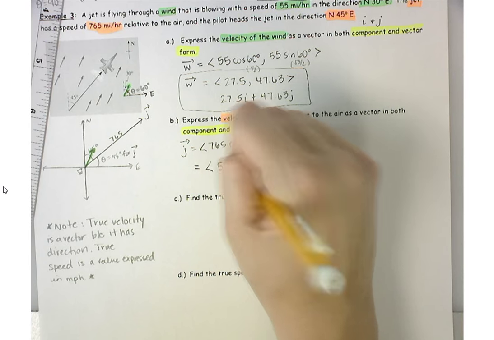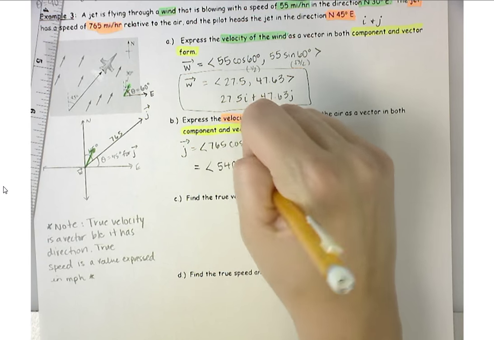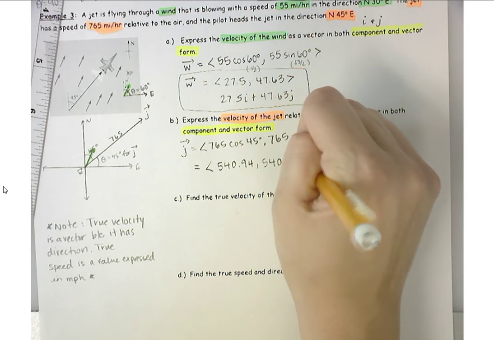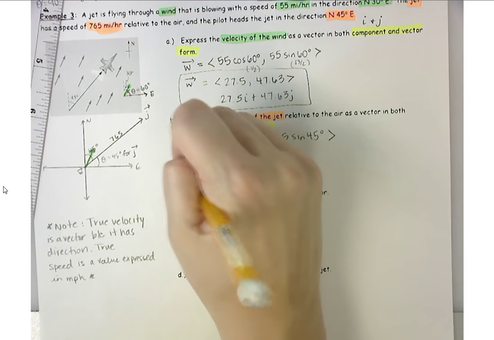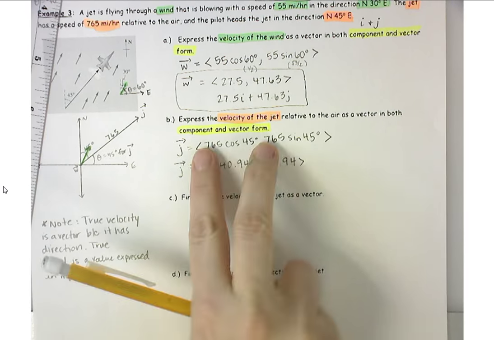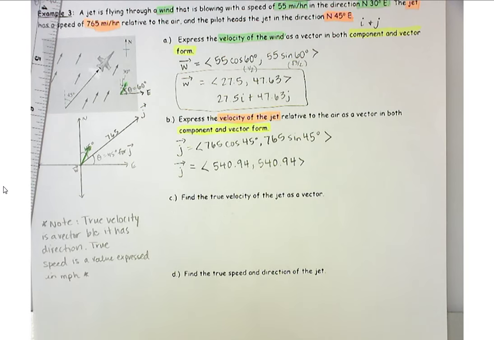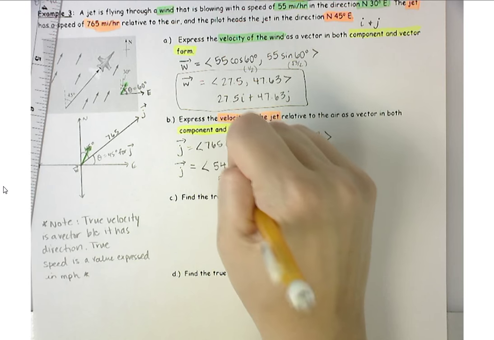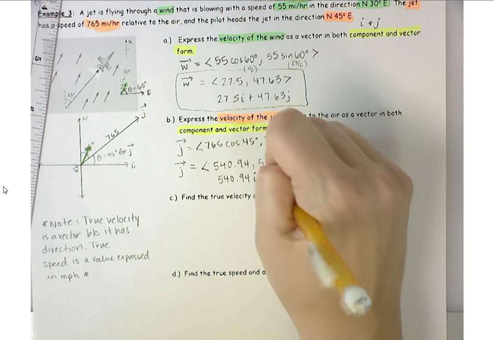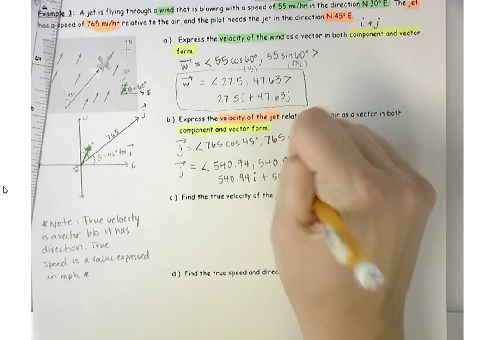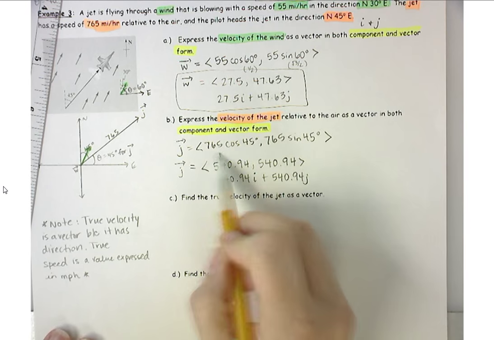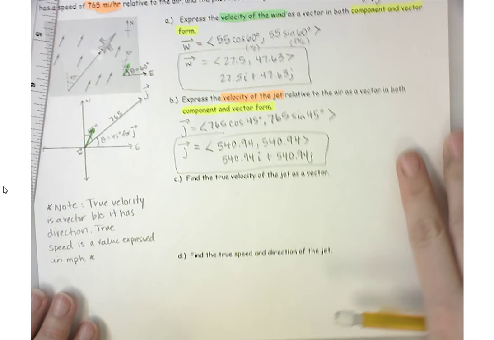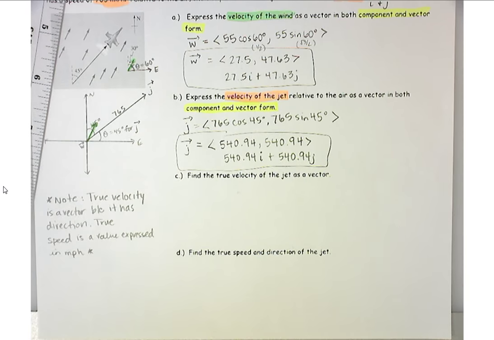Yes, it should. Okay, so sometimes we might see the same answer and then we get concerned like we did something wrong. But if the cosines are the same and the magnitude is the same, those components should be the same. Okay, so then we're going to write it in terms of i and j as well. All right, and then we are going to find the true velocity.